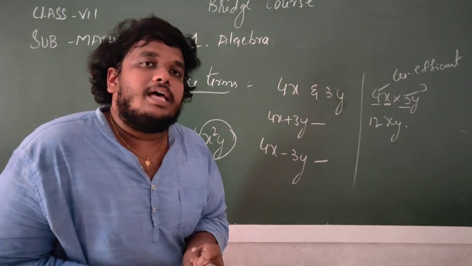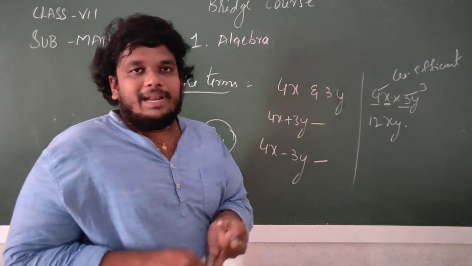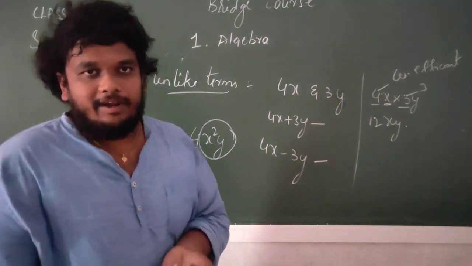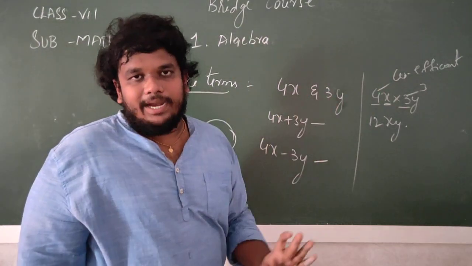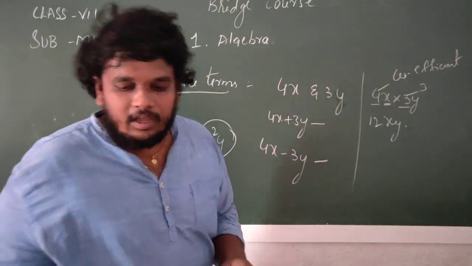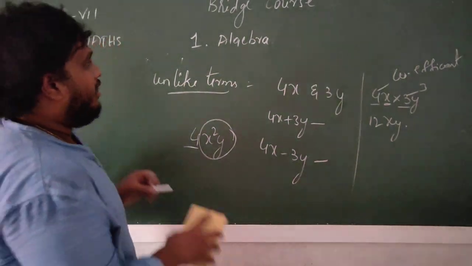Like terms can be added, subtracted, multiplied and divided. But unlike terms cannot be, only multiplied. Is it clear for everyone? The next topic we'll see is the degree of a polynomial.